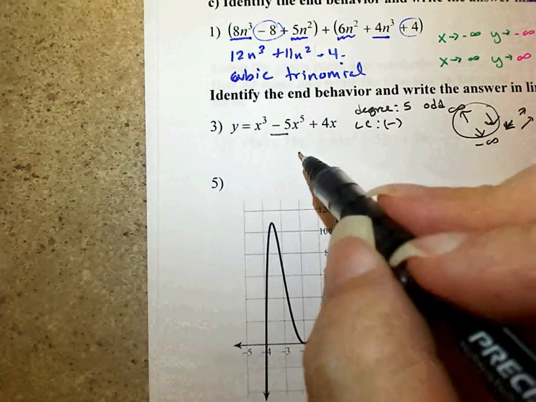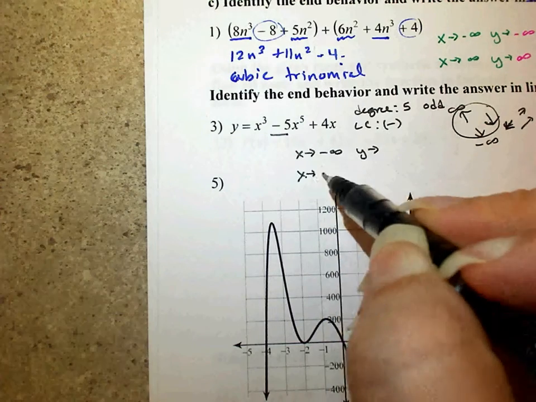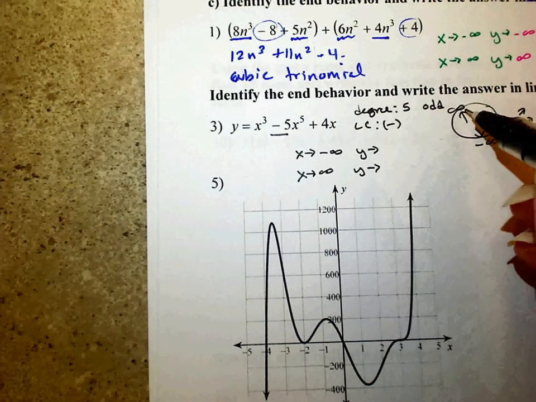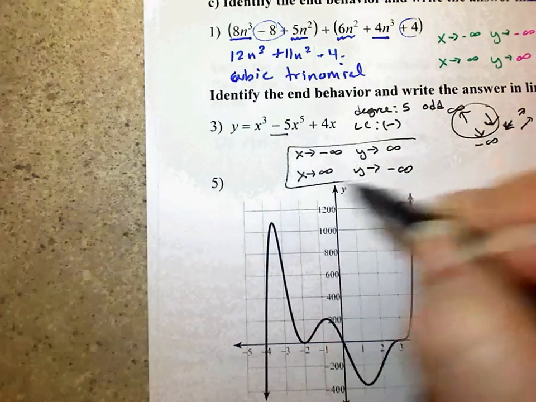So as x goes to negative infinity, y goes to positive infinity. As x goes to positive infinity, y goes to negative infinity. On the left, you got positive. On the right, you got negative. And there's your answer. Okay.